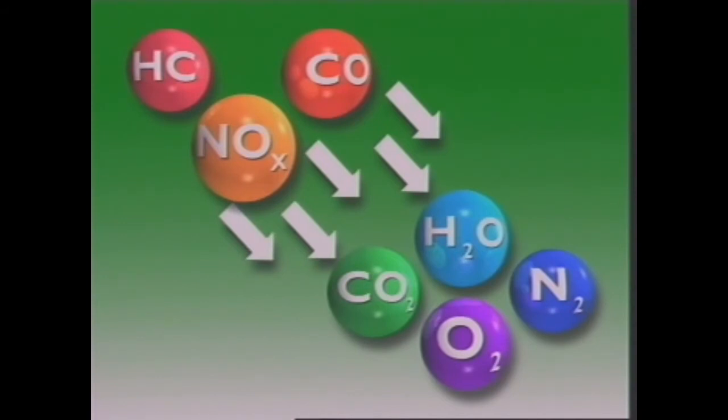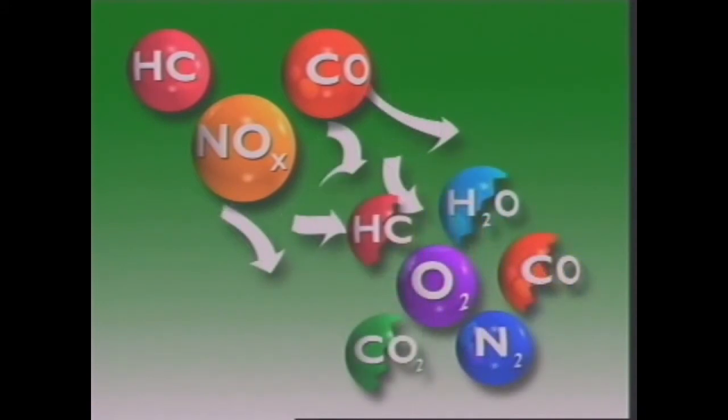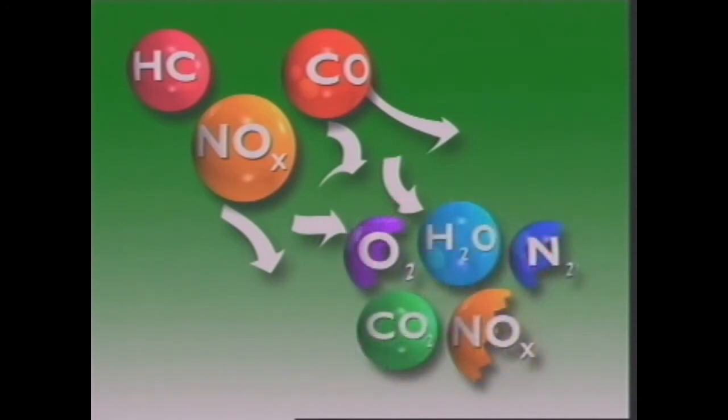If the air-fuel ratio supplied to the engine is too rich, then the nitrogen oxides are converted efficiently, but the carbon monoxide and the hydrocarbons are not. If the air-fuel mixture supplied to the engine is too lean, the opposite occurs. Carbon monoxide and hydrocarbons in the exhaust gas are converted efficiently, but not the nitrogen oxides.